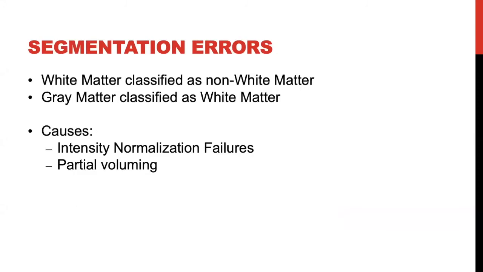So moving forward to segmentation errors, examples of this are when white matter is misclassified as non-white matter and vice versa, and gray matter could be classified as white matter as well. Some of the causes for this are intensity normalization failures or partial voluming.